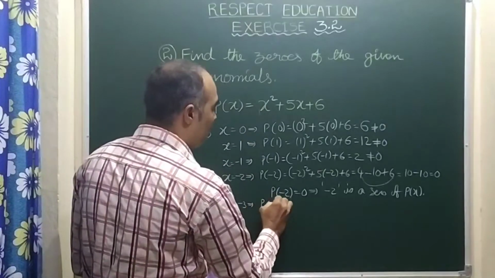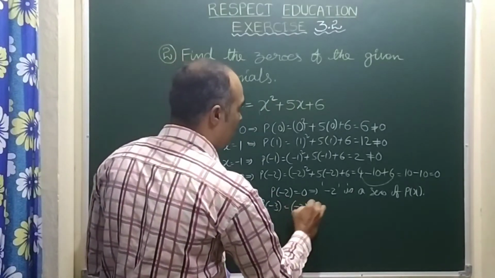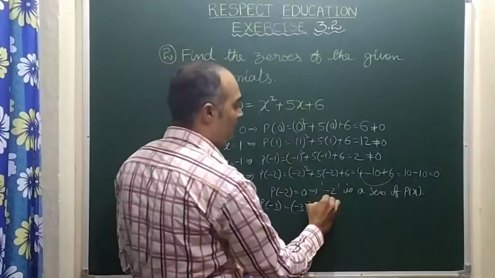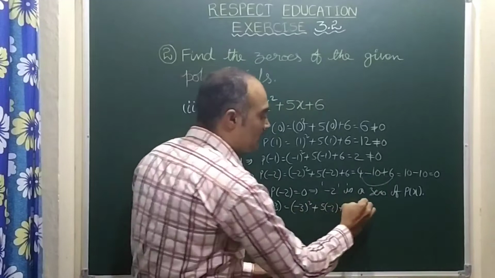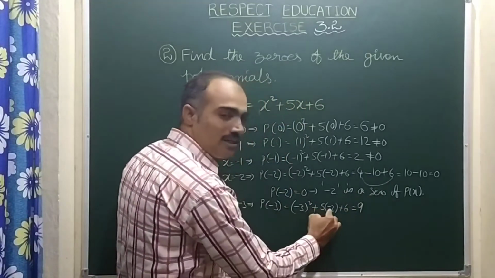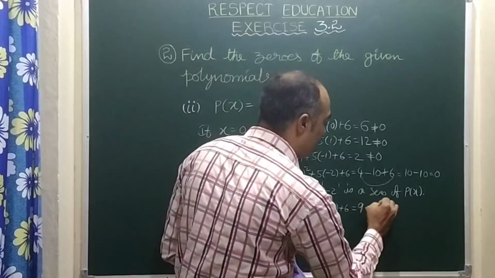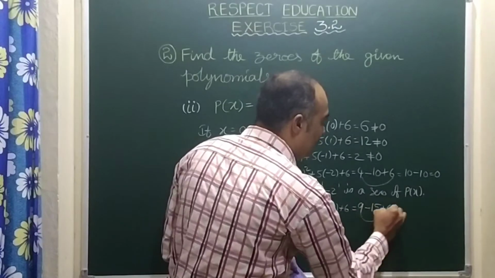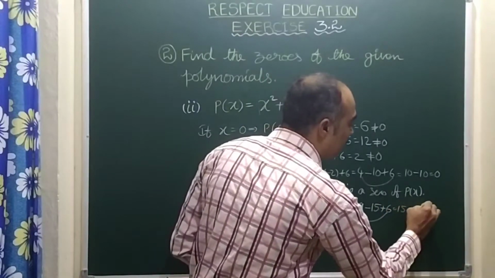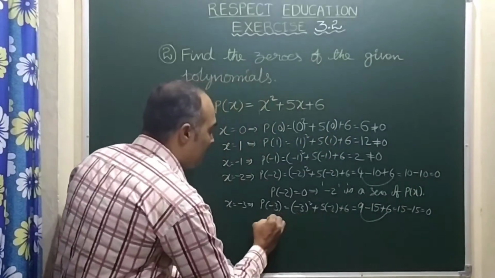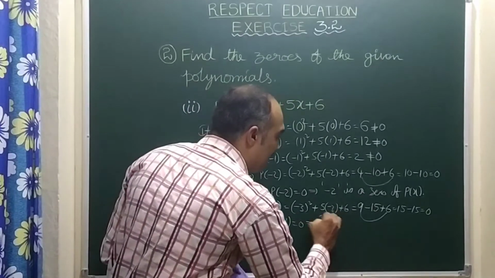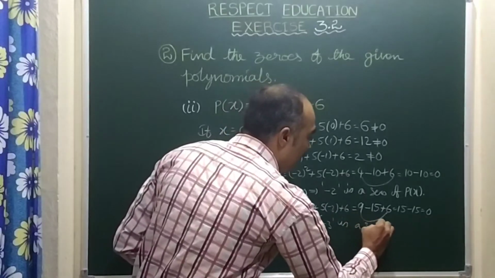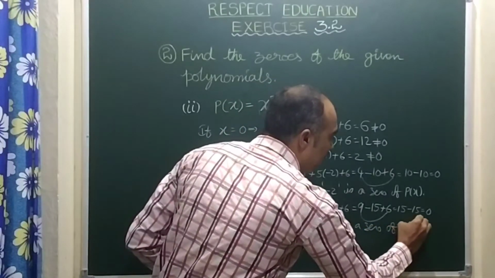Now here p of minus 3 equals minus 3 whole square plus 5 into minus 3 plus 6. So minus 3 whole square is 9, and minus 5 threes are minus 15, so minus 15 plus this 6. 9 plus 6 is 15, 15 minus 15 is 0. Right? So here we got p of minus 3 is 0. That is the reason minus 3 is a zero of p of x.